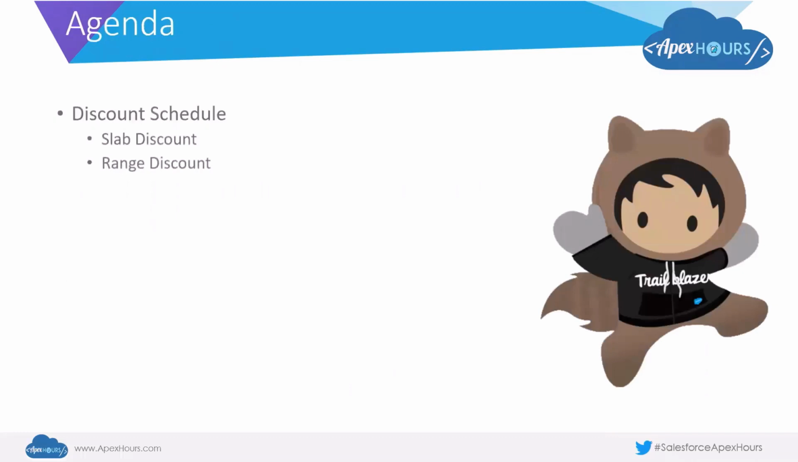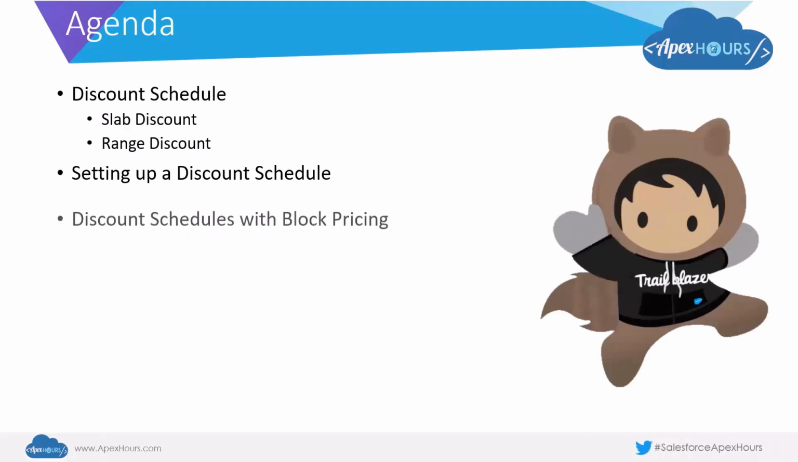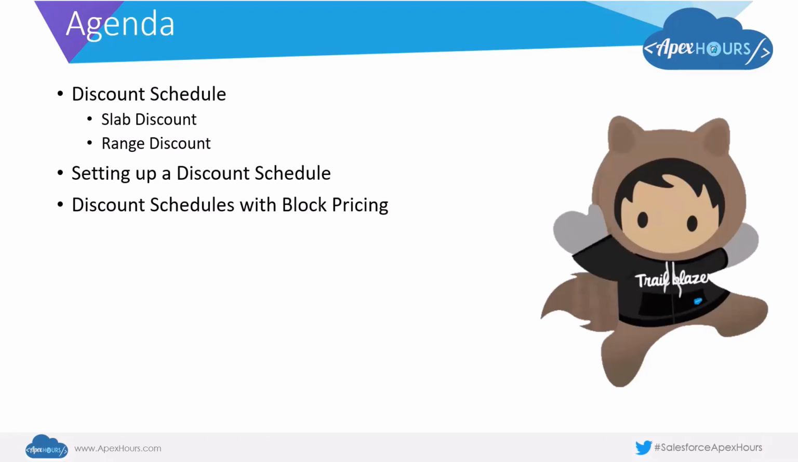In this video, we will cover what discount schedules are in Salesforce CPQ, going over the two main options we have, slab discount and range discount. We will go through an example of setting up a discount schedule and what are the different features and options we have available there. And finally, we will go through discount schedules pertaining to how they work with block pricing, because there are some special considerations there. So we will go through some examples.